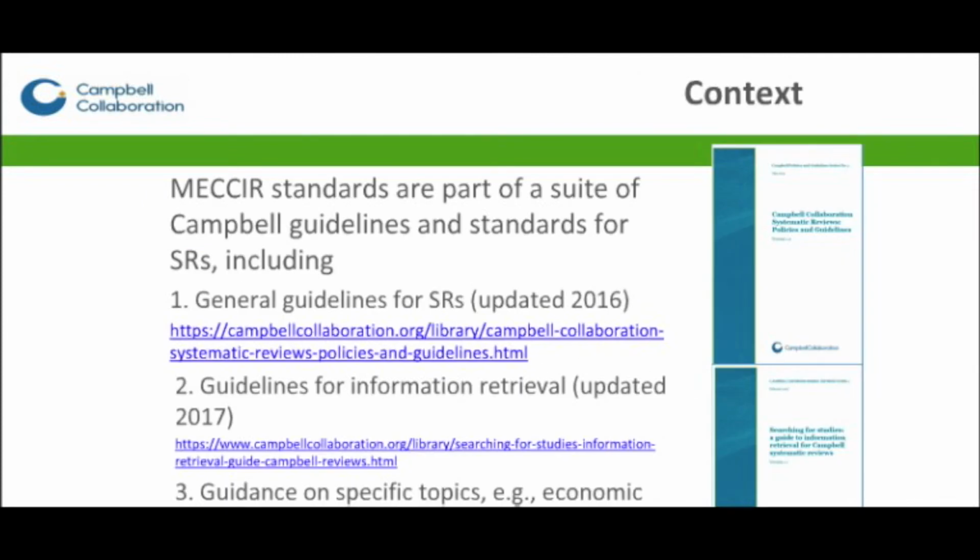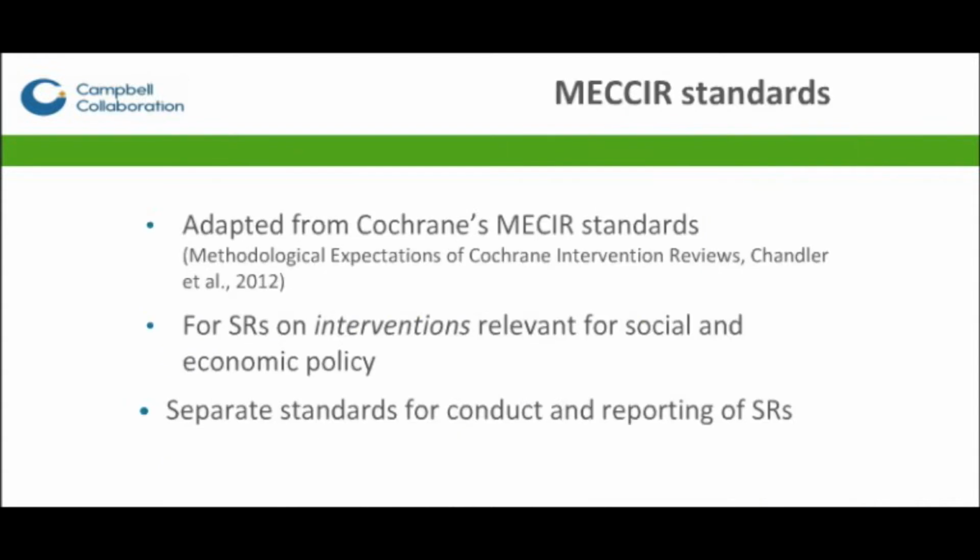The MECCIR standards are part of a suite of Campbell guidelines and standards for systematic reviews. This includes a document that provides general guidance for systematic reviews, updated in 2016, guidelines for information retrieval, fresh out in 2017, and guidance on specific topics such as economic methods, network meta-analysis, and synthesis of single-subject designs. The MECCIR standards were adapted from Cochrane's methodological expectations of Cochrane intervention reviews, by Chandler and colleagues in 2012. The MECCIR standards are designed for systematic reviews on interventions relevant for social and economic policy. There are separate standards for the conduct and reporting of systematic reviews.